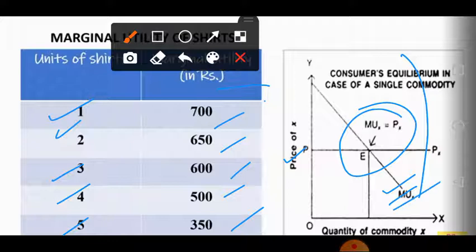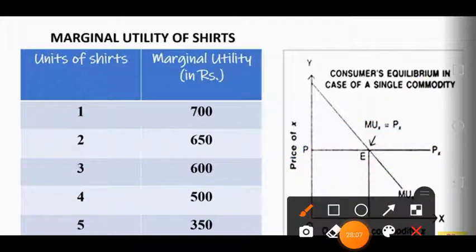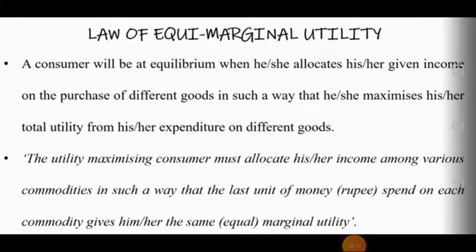And at the point where it intersects the price line P, at that point we get the maximum satisfaction and the consumer will be in equilibrium. At this situation, at point E, the condition of MUX equal to PX is satisfied and the consumer has got his equilibrium. This is completed. After that, the next is when there are two commodities.